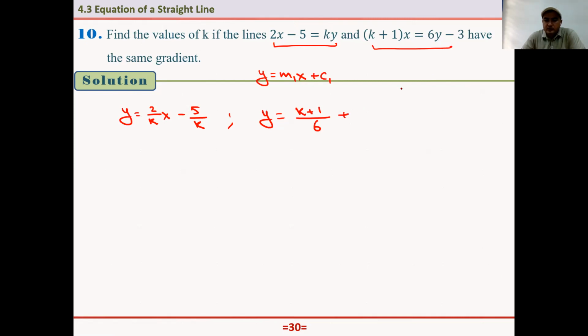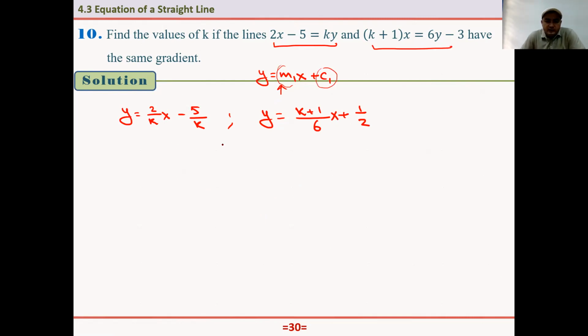Plus 3 over 6, that's equal to 1 over 2. And here we have x. So actually, we just wrote both equations in this form. That's a gradient form. Actually, gradient-intercept, as sometimes we just call this gradient form, because if you consider this m and also c, that is the y-intercept. This one is the gradient.